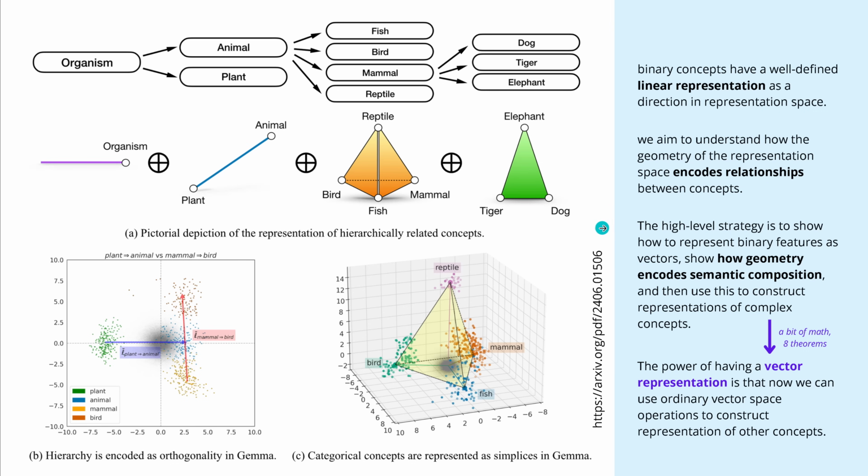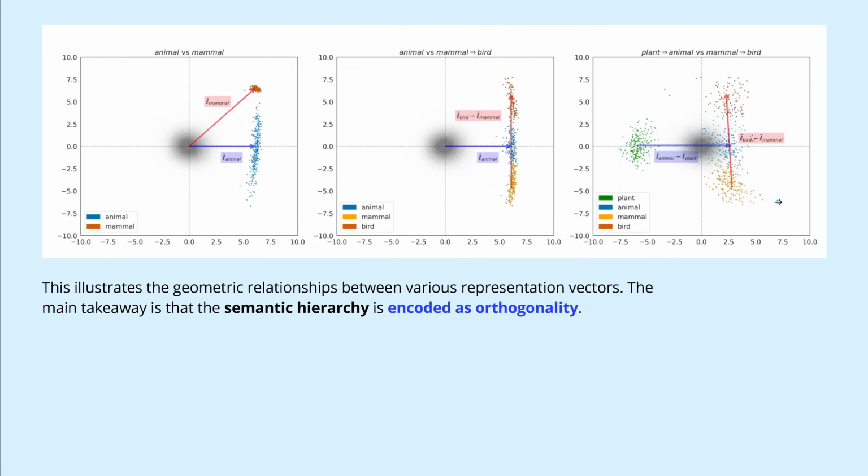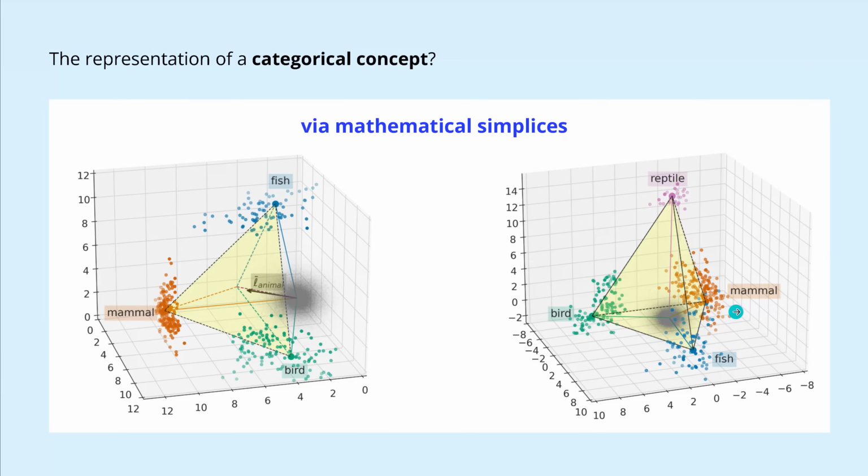But now the mathematical space that we're operating in is not that simple, as some of my reviewers think or some of my subscribers ask me. However, this illustrates the geometric relationship between various representation vectors. Now we have vectors, and the main takeaway is that the semantic hierarchy is encoded here in an orthogonal system. And as you can see here, if you have more and more, they try to be orthogonal to each other, and this is our first theorem that we started from.